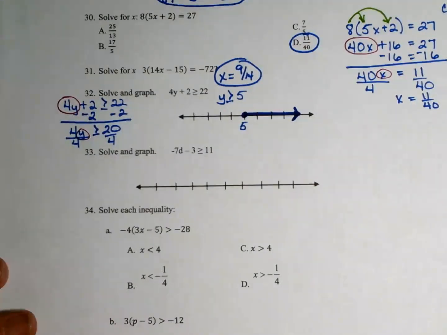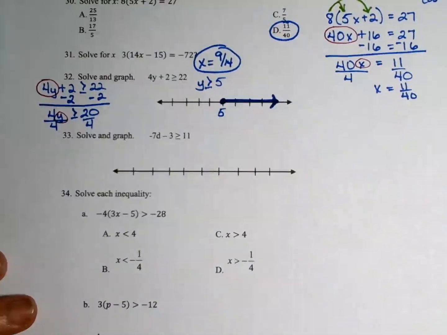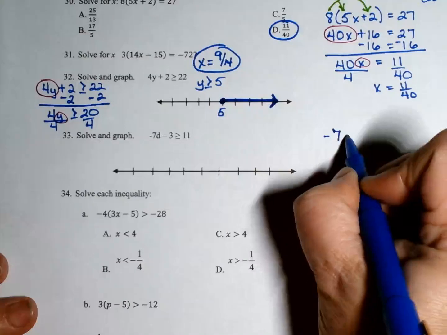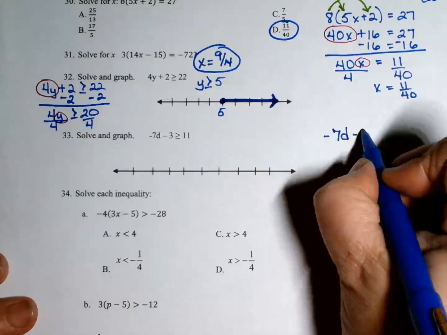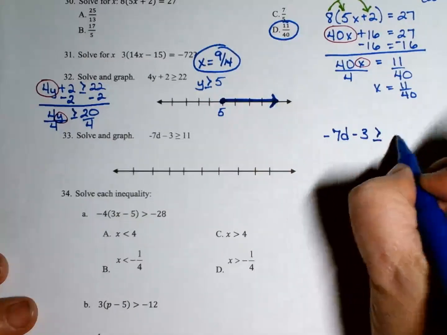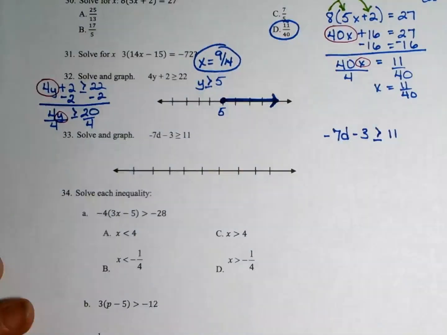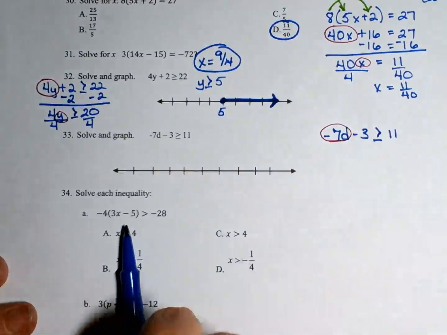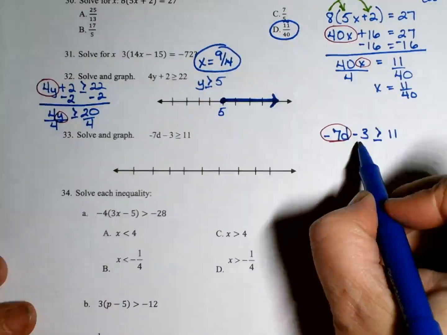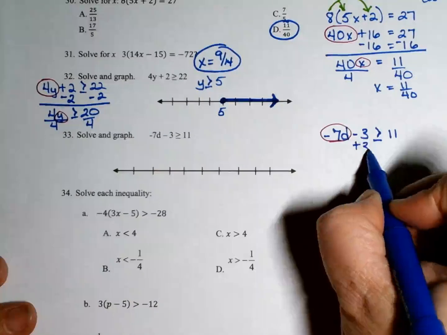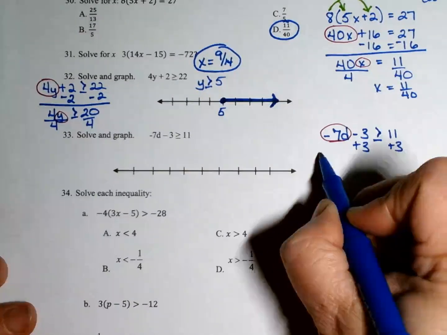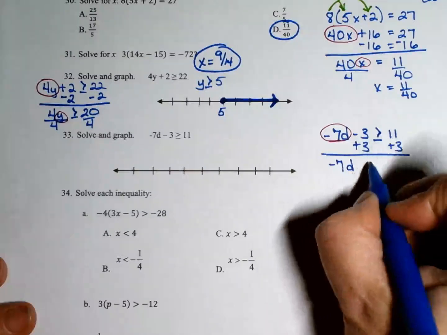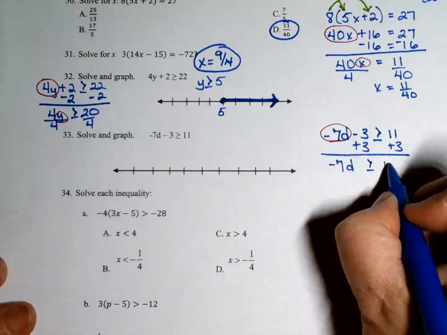Okay? Let's look at number 3. Number 3, we have negative 7d minus 3 is greater than or equal to 11. Starting off, we've got to get this negative 7d by itself, so I've got to get rid of this negative 3. So I'm going to add 3 to both sides, and I wind up with negative 7d is greater than or equal to 14.